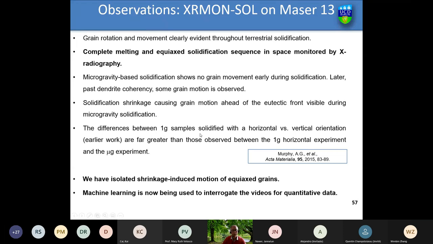Indeed, the difference between terrestrial samples in a horizontal versus a vertical orientation was greater than the difference observed between the 1G horizontal experiment and the microgravity experiment. But we have isolated for the first time in situ shrinkage-induced motion of equiax grains, because we know for definite that on the Maser 13 microgravity flight, there were no effects of gravity. And we're now using machine learning to interrogate the videos for quantitative data.